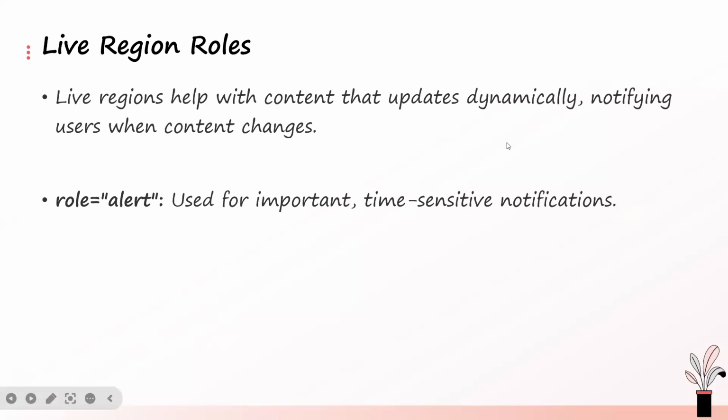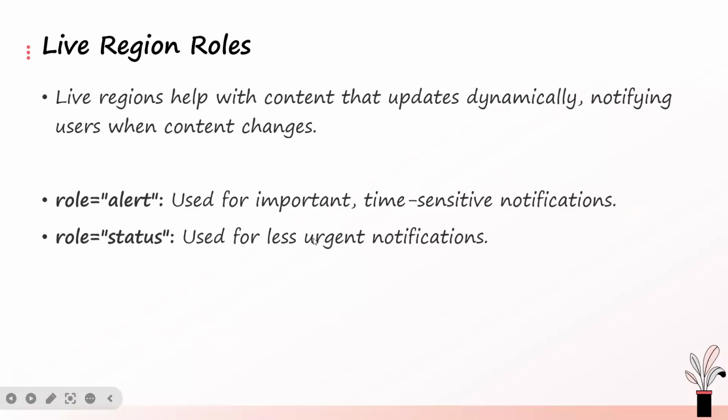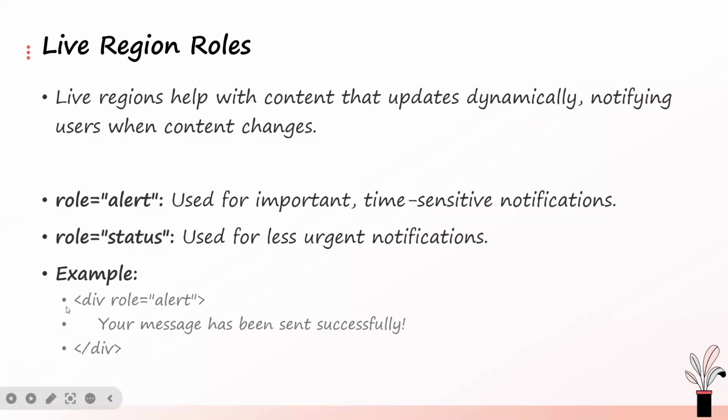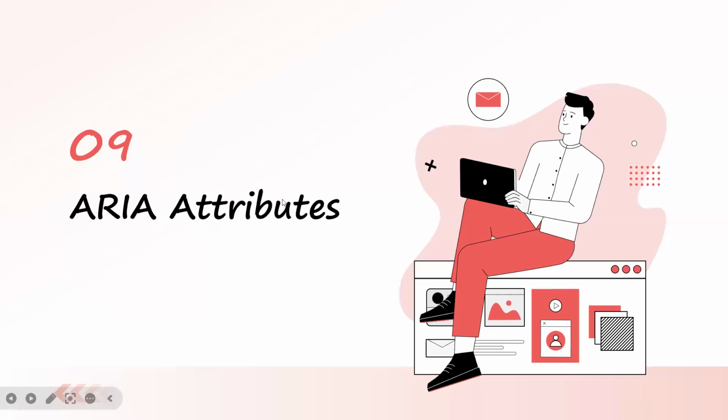So something like the notification icon you have on this platform that notifies you if your assignment is passed or whenever you get any message, okay? Status is used for less urgent notifications. We use alert for more important time-sensitive notifications, but status is just used for less urgent notifications. You know, status of something, it is less urgent, okay? So you can see that this div now has a role of alert, and the message says your message has been sent successfully. So all those notifications that we give you whenever you submit something or do something fall into this category because it is an alert, okay?